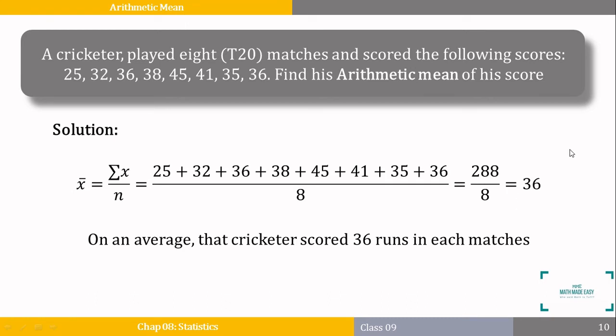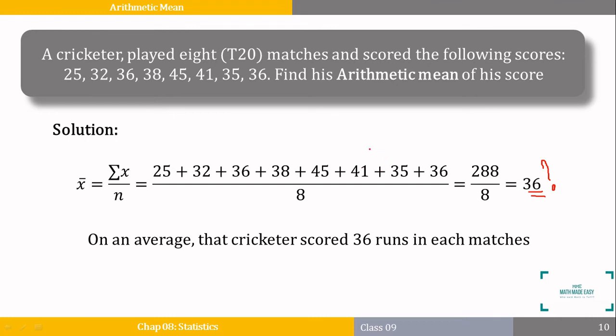So what does this 36 mean? This 36 means the average score he scored in each of the matches. So if someone asks the cricketer how many runs he has scored in each match, he could say as a single value that he has scored an average of 36 runs in all matches. So instead of saying all the 8 values, he just has a single value to say. So that is called an average.